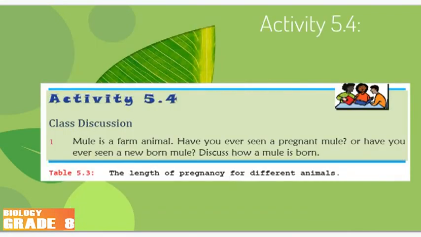Okay, time for another activity, 5.4. In this discussion, you need to have a discussion about mules. Have you ever seen a pregnant one? Have you ever seen a newborn mule? And we also need to discuss, how is a mule born?